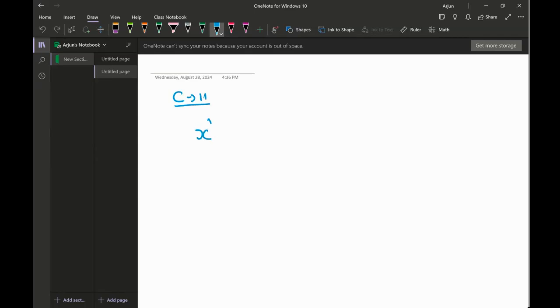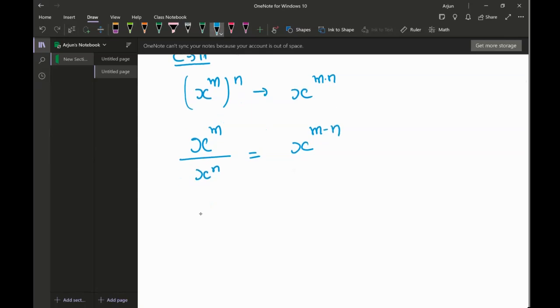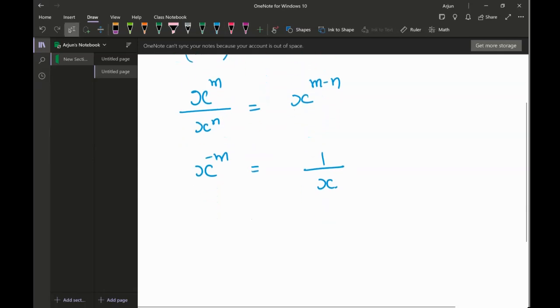So if I write x raised to the power m and outside n, the answer to this one will be x raised to the power m times n. And then the next is, if I write x raised to the power m divided by x raised to the power n, then the answer of this one will be x raised to the power m minus n. And the next will be, if I write x raised to the power m minus m, then the answer of this one will be 1 over x. That's the answer for this one.